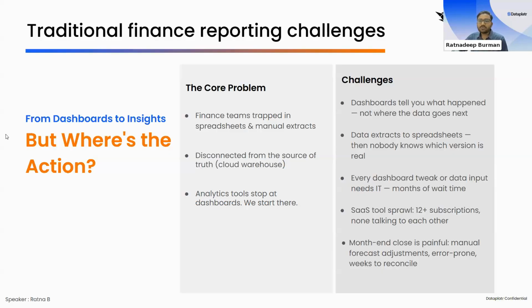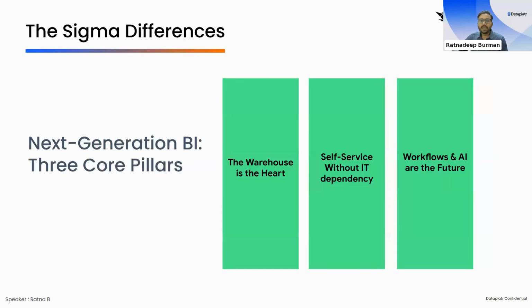So let's see how Sigma is different. Sigma is built on three major core ideas. First, Sigma has a warehouse-based architecture, so all data stays in the cloud data warehouse only. Next, real self-service for business users. Business teams don't need to wait for an IT team.